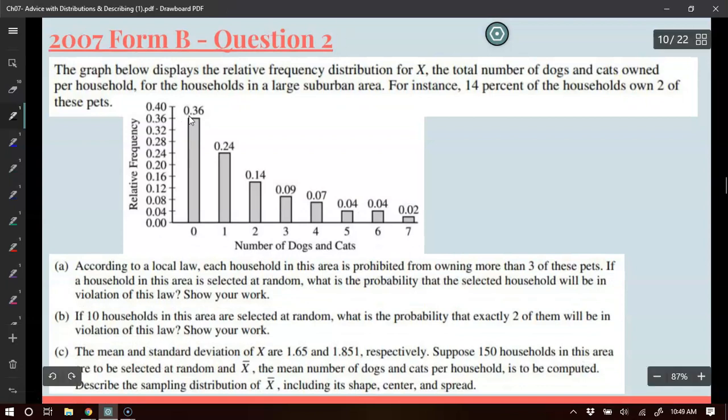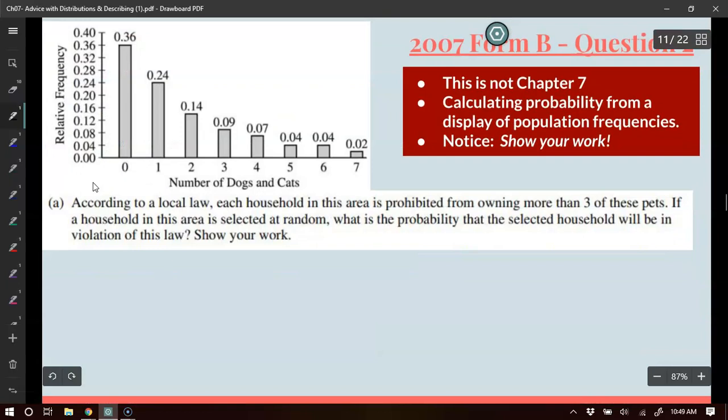I'm not going to read the question, but I can see you have here the number of dogs and cats on the x-axis, the relative frequency of it. There's a part A, part B, part C. You can read it and take a look at it. Part A does not deal with chapter 7. It's just calculating probability from a display of population frequencies.